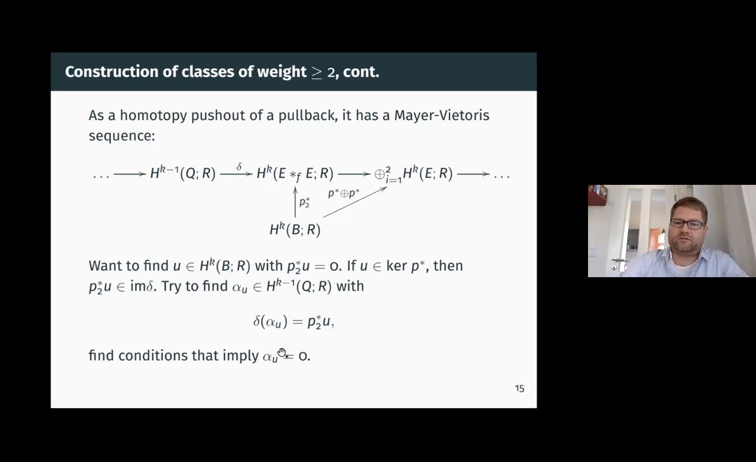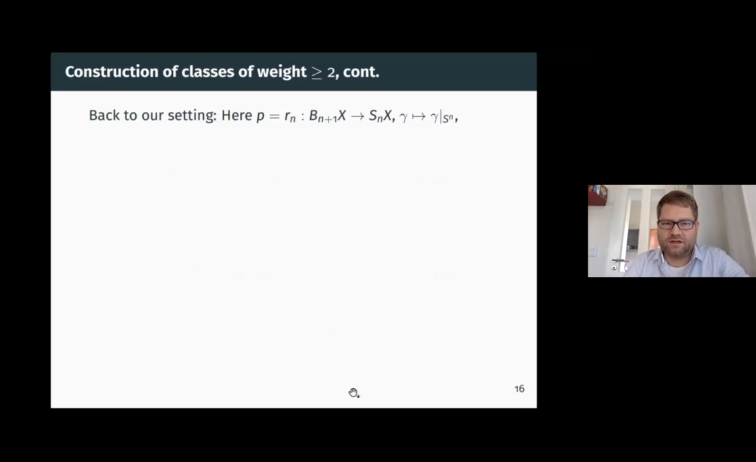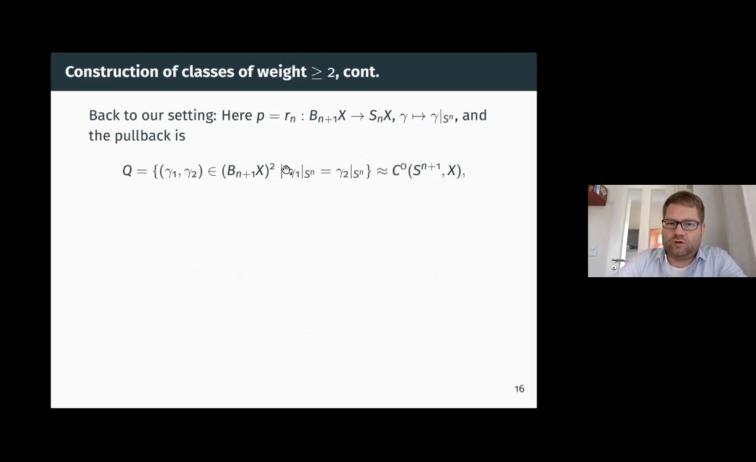So the question is now, what does this class look like? How can we determine such a class alpha u, which has this nice property? And this we want to study in our setting. So first of all, we go back to the special case of this fibration Rn, which goes from balls in X to spheres in X. And there, this pullback is by definition just very simple. The pullback of 2 copies of the fibration means we have 2 maps from the n plus n ball to X, which coincide on the boundary.